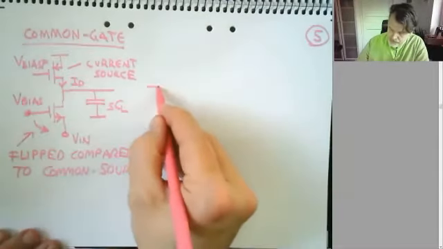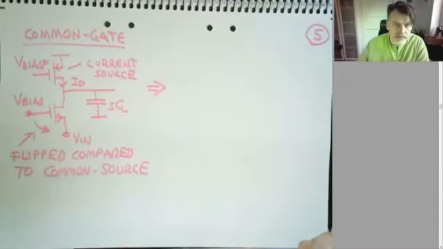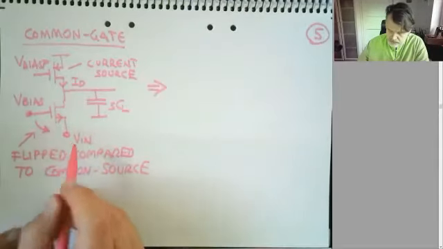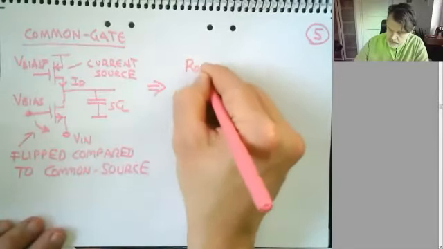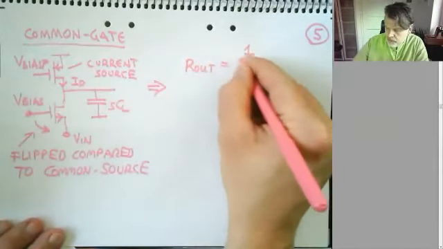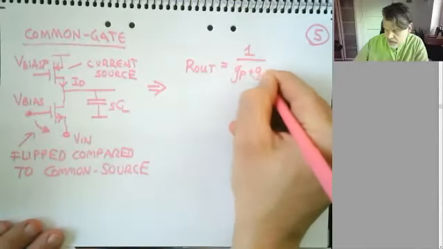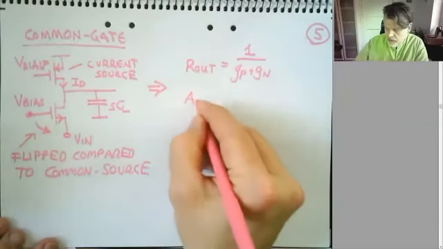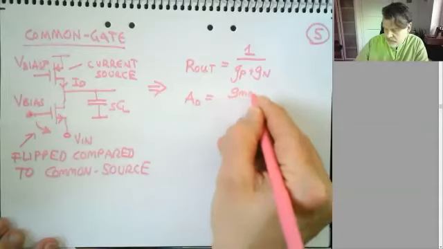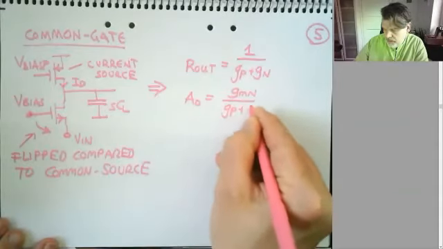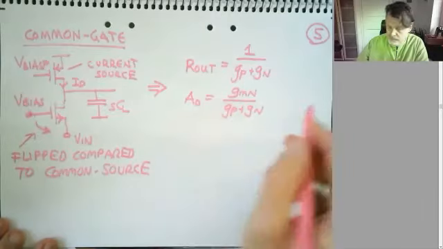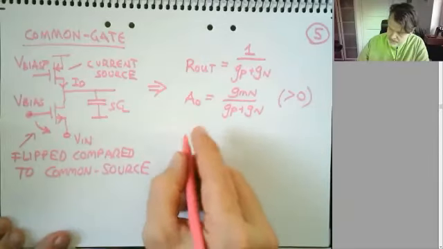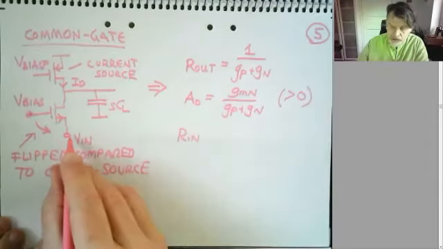And that means that I also here quite quickly can just conclude everything. So looking in at the node here, it looks very similar to common source. So let's just conclude that R out is going to be 1 over GP plus GN. The small signal schematic will look very similar. A naught will be GMN divided by GP plus GN without the minus. Okay. And then we will have R in being a small number.